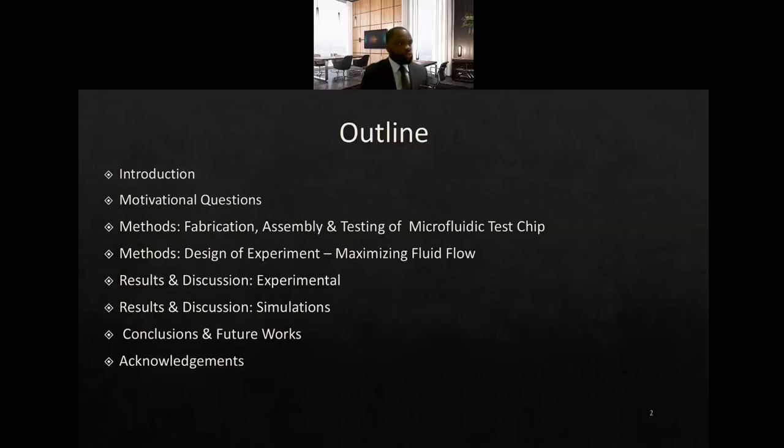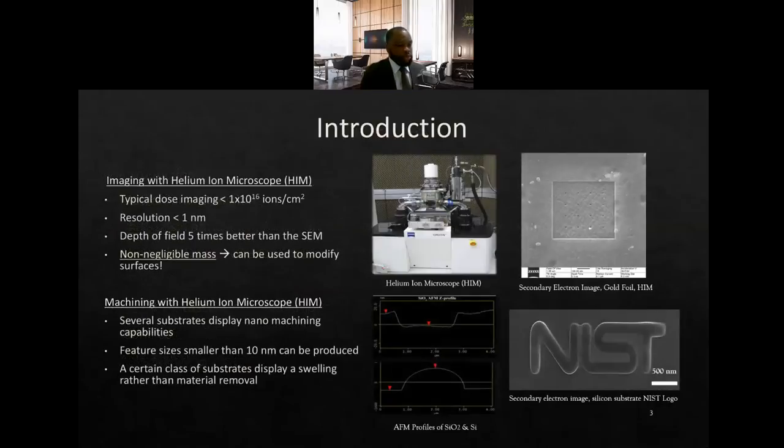acknowledgements at the end. So the helium ion microscope is a unique piece of tool. It has the dual capability of not only imaging like a typical scanning electron microscope, but it also provides the ability to machine. It does have some unique capabilities when imaging in that the depth of field is 5 times better than the SEM. But as I said before, because of the non-negligible mass in that helium has some considerable amount of mass, it's able to machine or mill away material in certain substrates.